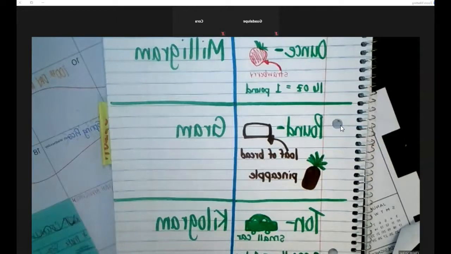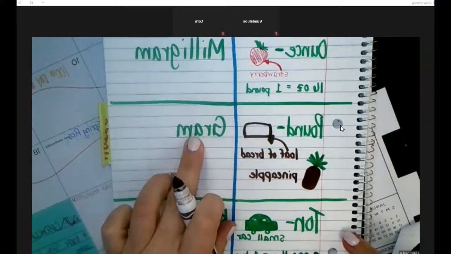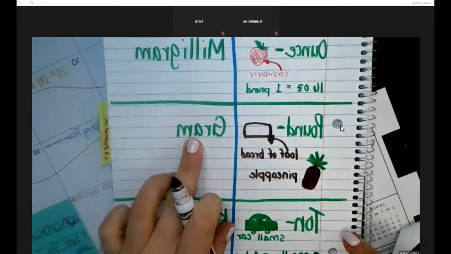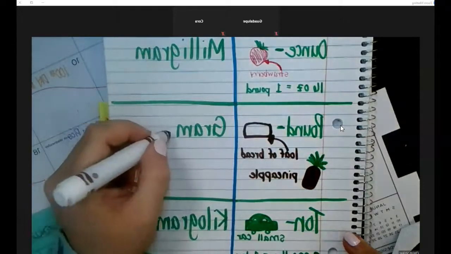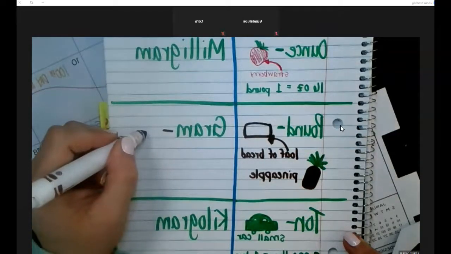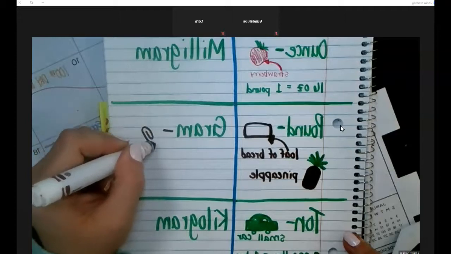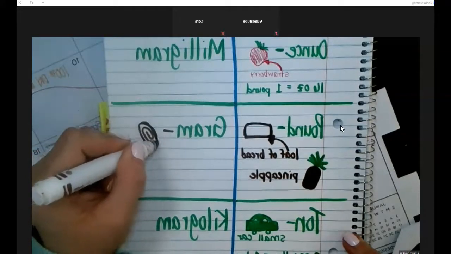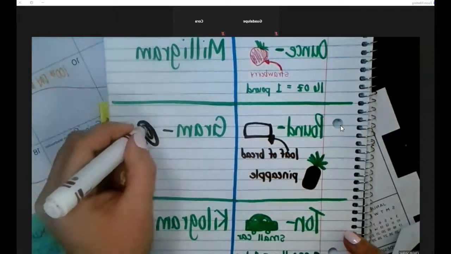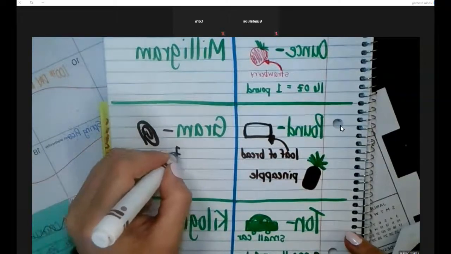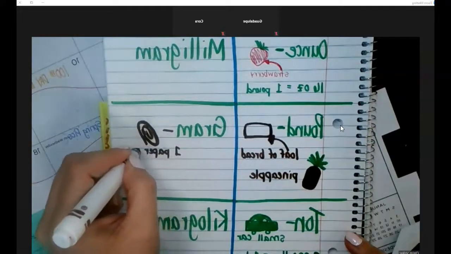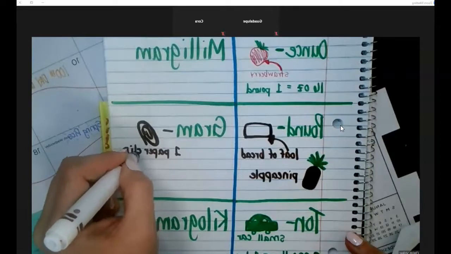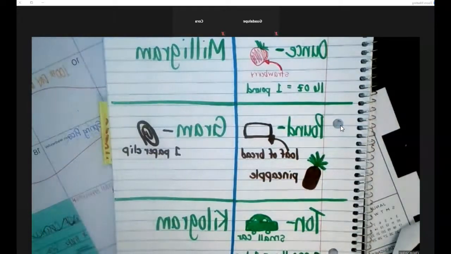Okay, so a milligram is super tiny because gram we talked about yesterday and we said that was about the weight of 1 paper clip. Y'all remember that? So, paper clip is kind of hard to draw. Okay, so a gram is 1 paper clip. Can y'all think of anything else from yesterday? A dollar bill.